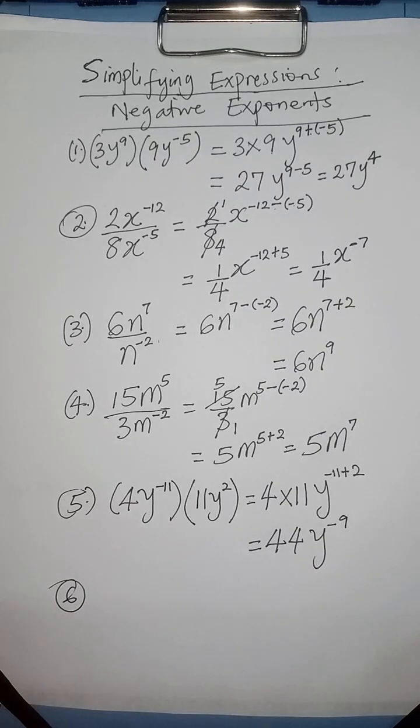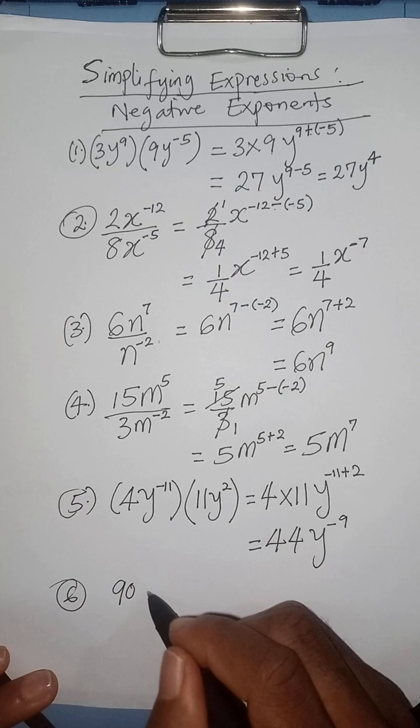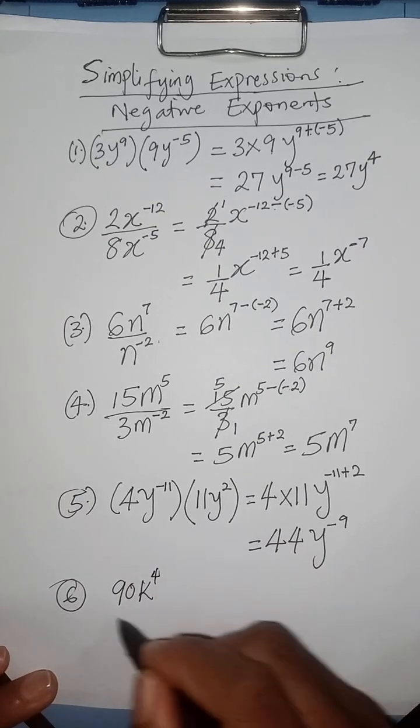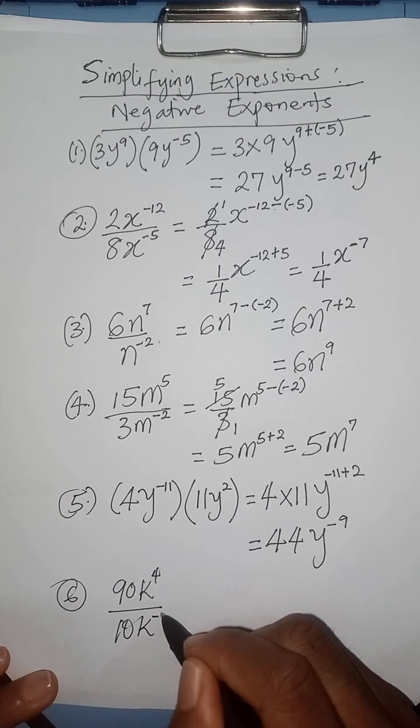Number 6. I have 90k raised to the power 4 divide 10k raised to the power minus 2.